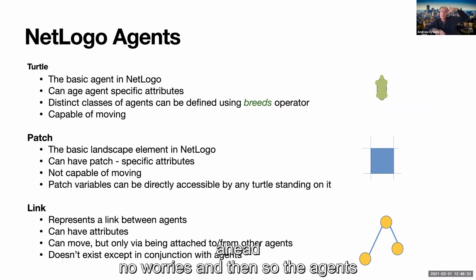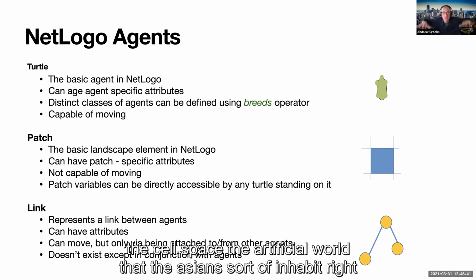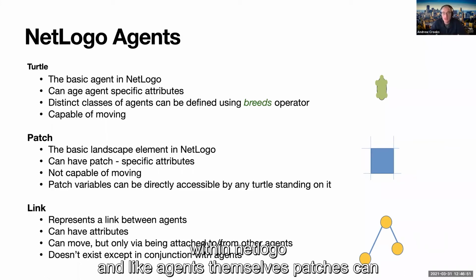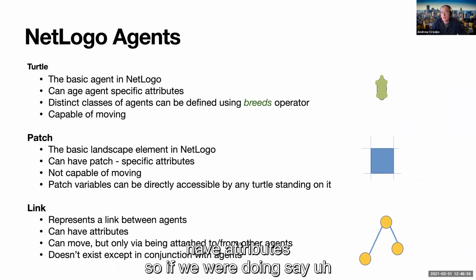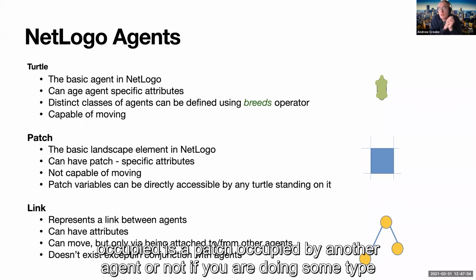No worries. And then, so the agents, one type of entity within NetLogo. Then we have patches, the cell space, the artificial world that the agents sort of inhabit, right? So the patches is our landscape within NetLogo. Like agents themselves, patches can have attributes. So in our example, it would be occupied or not occupied, i.e. is a patch occupied by another agent or not.